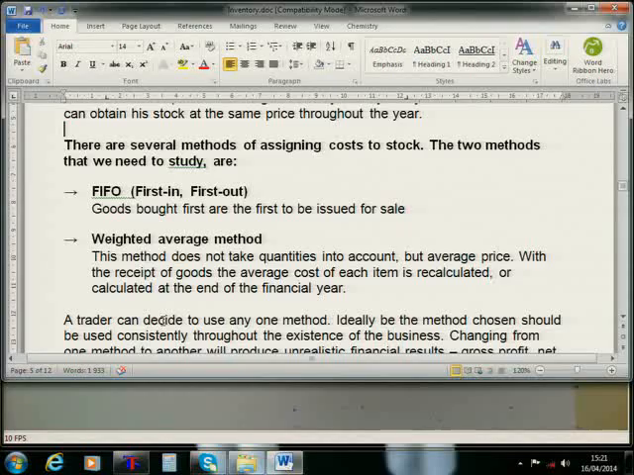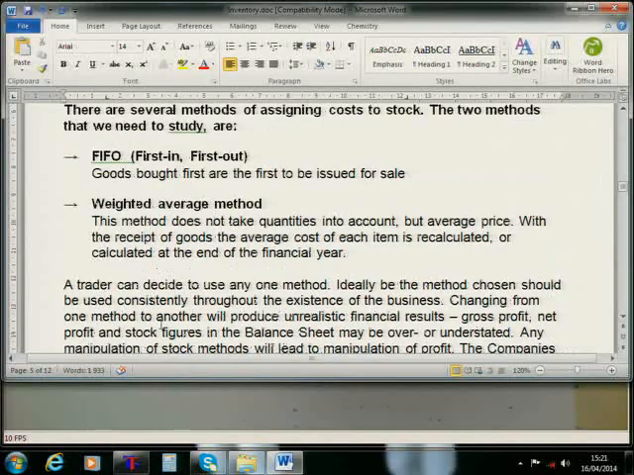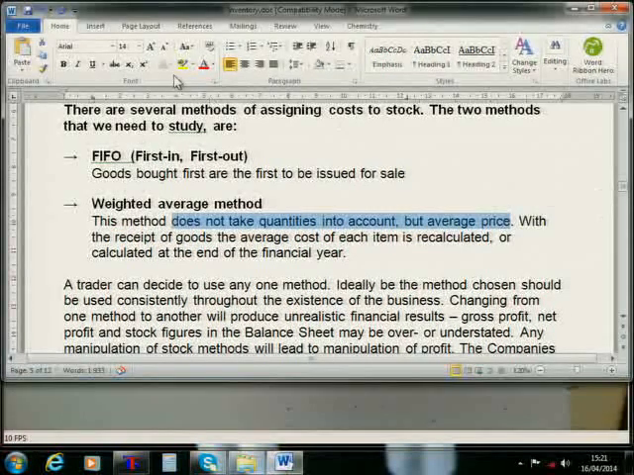But the thing is that you are going to take it out of your system, out of your business, at the old price. Because if you've got 500 and you bought 250 at a specific price and 250 at another price, then first in, first out means that whatever you sold first, you must take out of the business at the first price. Weighted average method is a little bit more tricky. This method does not take quantities into account, but average price.